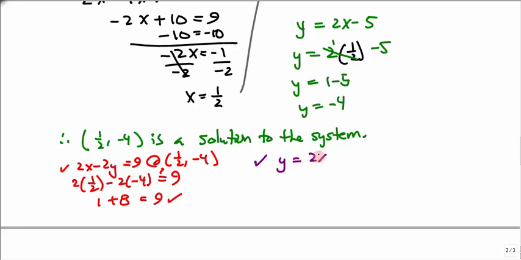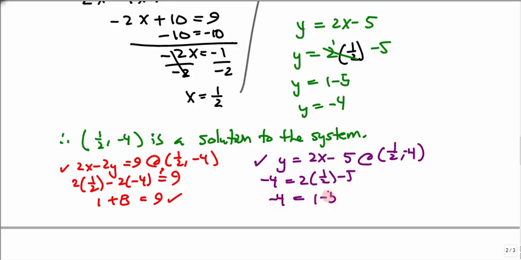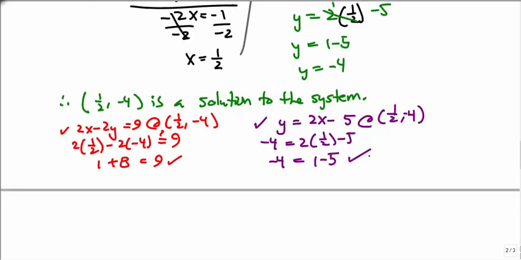My other equation is y equals 2x minus 5. And we want to check that at (1/2, negative 4). So negative 4 equals 2 times 1/2 minus 5. Half of 2 is 1. 1 minus 5 is negative 4, so it checks. So you can always plug these in and check these answers.